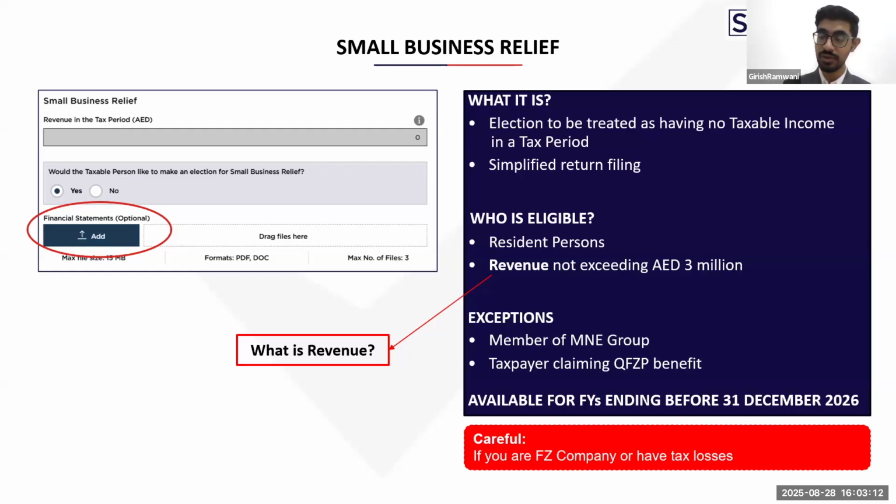So just because the 3 million revenue threshold is fulfilled and you are not falling under the other exceptions, it doesn't mean that small business relief is necessarily beneficial for you. You need to see various other aspects and then decide, because the elections or the options that you choose now would have implications on your tax in future years as well.